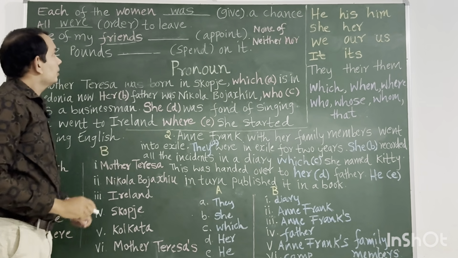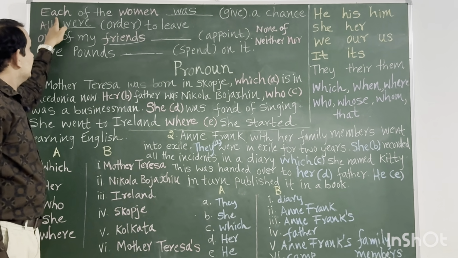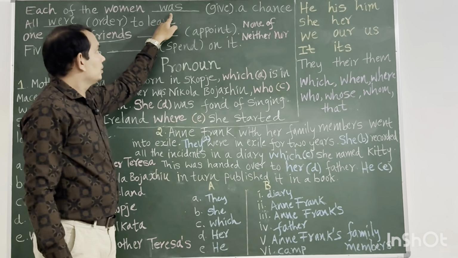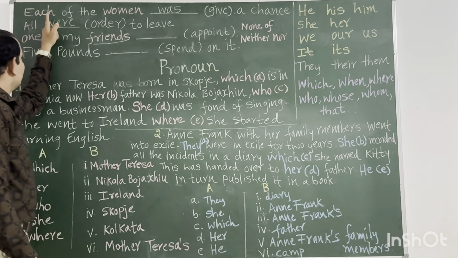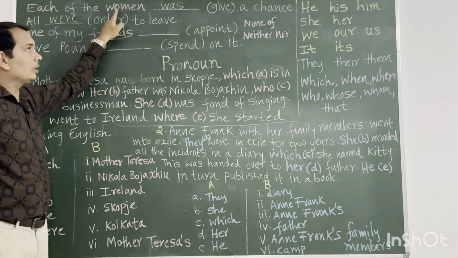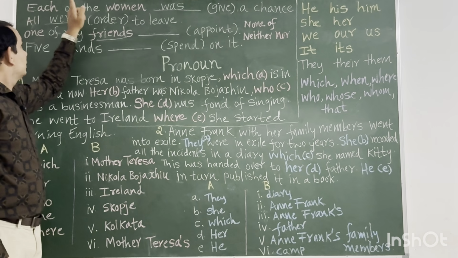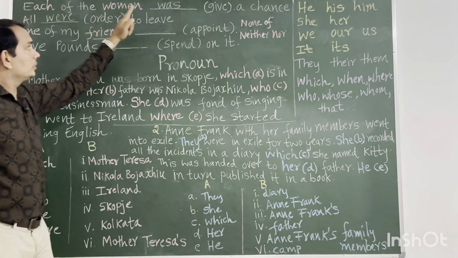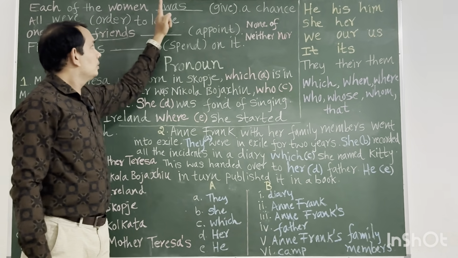I will tell you why. Because when we write was here, we refer to this word, not this one. Each of the women: this word is plural, this one is singular. So the answer is was, not were.